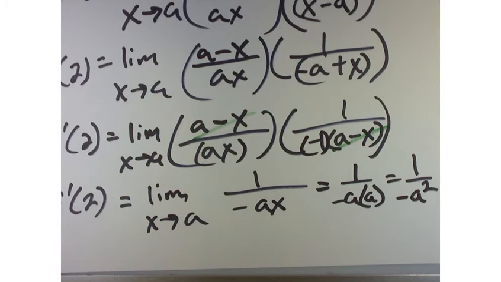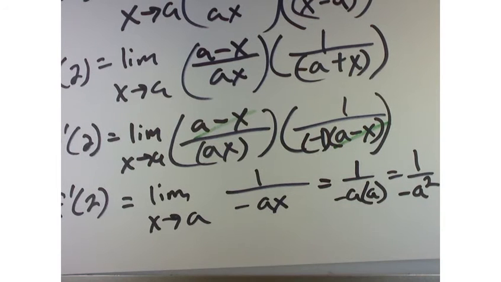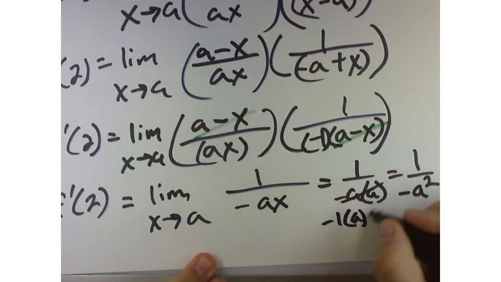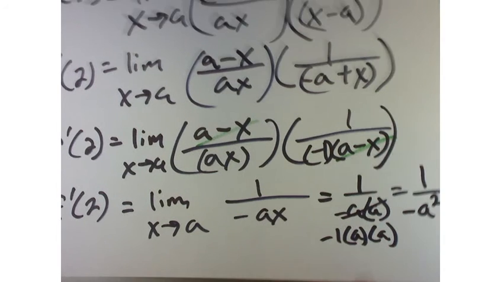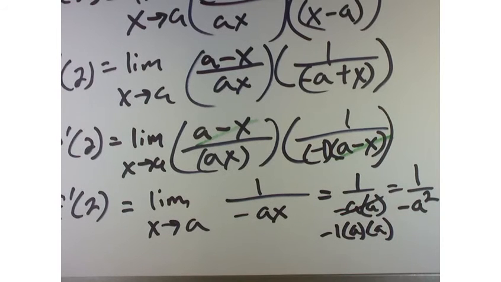Wait, that wouldn't be negative a squared. Why wouldn't it be? It's negative times a times a. I could think of this as negative 1 times a times a. But wouldn't that be negative a times negative a? That'd be a positive. It's not negative a times negative a, it's negative a times a. But when you say negative a squared, that's what you're saying. No, that's not. It's not in parentheses. It's the negative of whatever a is squared. Order of operations, right?